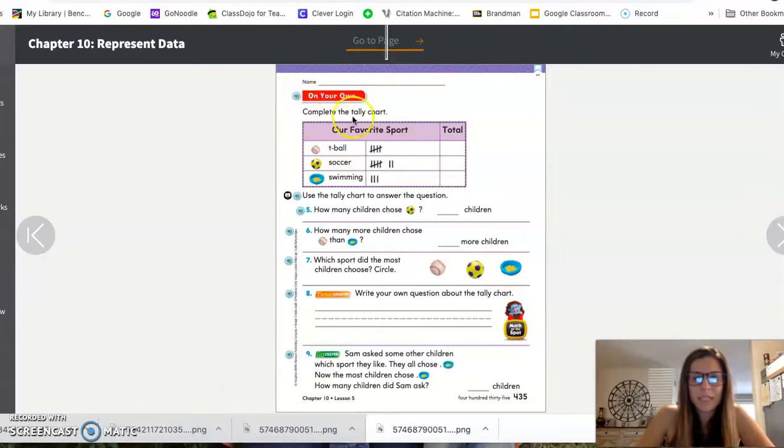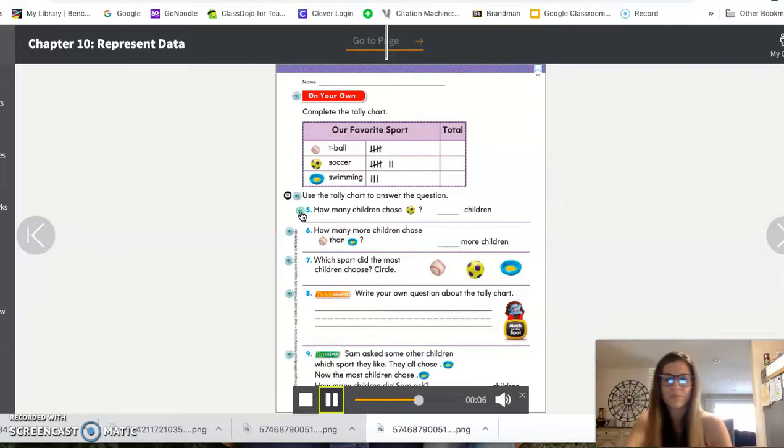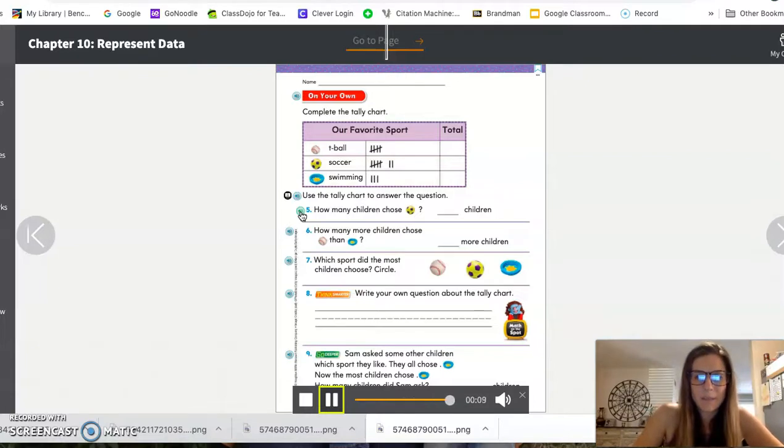Listen, complete this tally chart. You're going to need to do the T-ball. What does this represent? When we have that slash, what is that? Count them for soccer and count them for swimming. Add up the totals right here. All right, number 5, listen. How many children chose soccer? Blank children. Okay, look at the chart. You are doing this on your own.